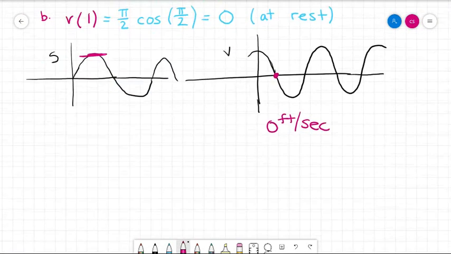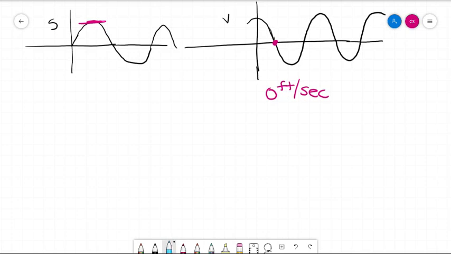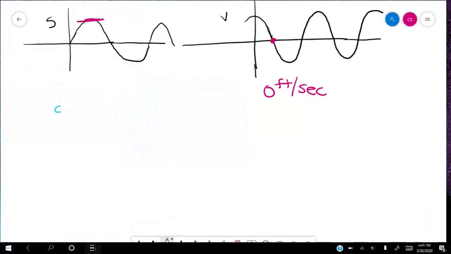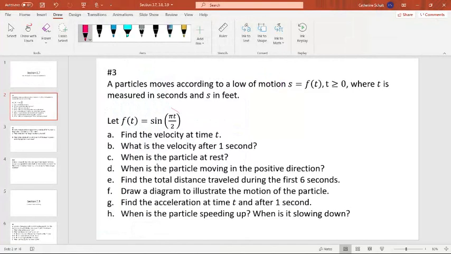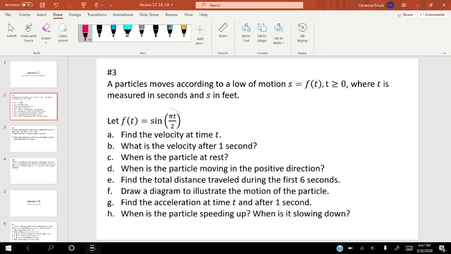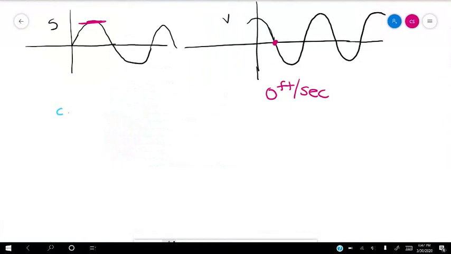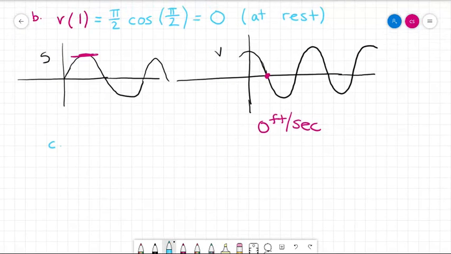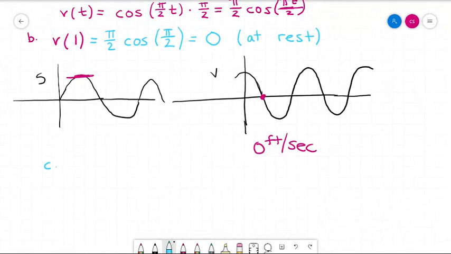All right, so let's move on to part C now. I'll switch colors so we know it's a new section. C, when is the particle at rest? Well, we found one instance. We know the particle is at rest at t equals 1 second. Let's figure out where else it's at rest. So the particle is going to be at rest when the velocity is 0. So we're going to be at rest infinitely many times, right? And again, this goes on forever because time goes on forever.